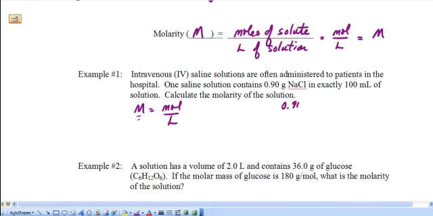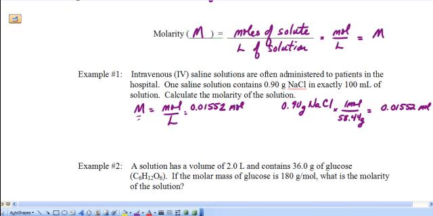If you have 0.90 grams of NaCl, to go from grams to moles, use the molar mass. 1 mole of NaCl has a mass of 58.44 grams, and that gives us 0.01552 moles of NaCl. So we can plug that in. Moles of NaCl.